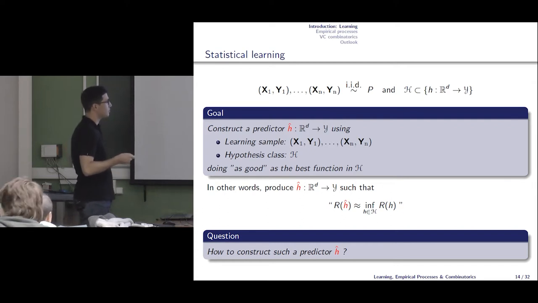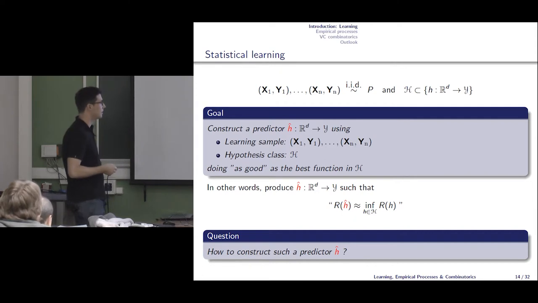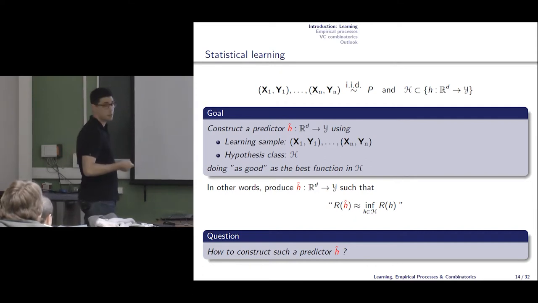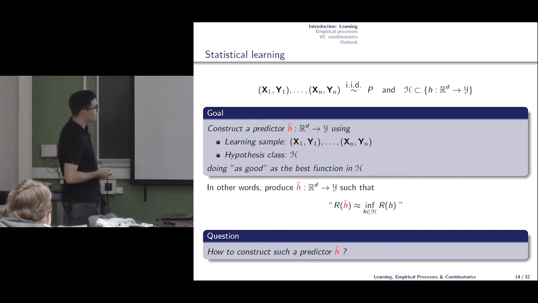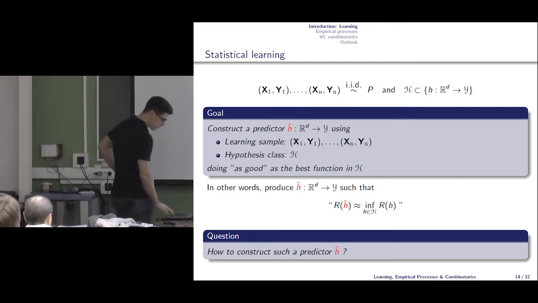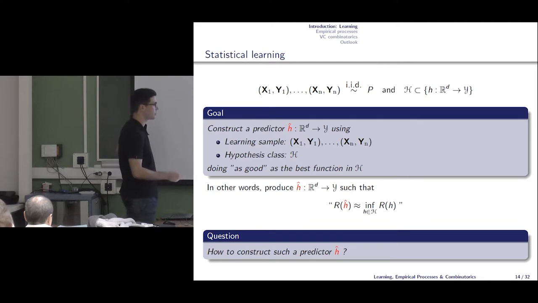By as good, I mean, is it possible to construct a function h hat using only the sample and my hypothesis class that achieves a value of the risk which is close to the smallest possible value of the risk in this benchmark class H? So the question is posed, but still we have to answer this question. The fundamental question at this point is what are the available methods to construct such a function h hat?